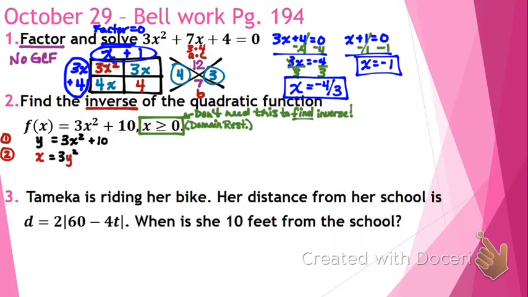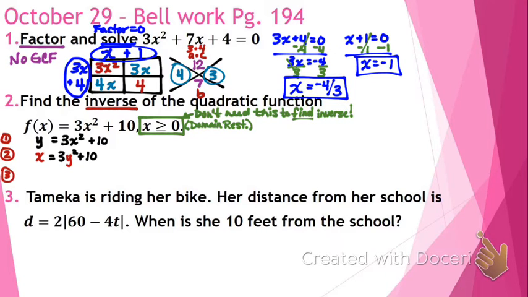3y squared plus 10. Beautiful. Once we've switched those 2, this is an inverse. It's not written properly. To be written properly, we need the y by itself, but this is an inverse. Just doing this much on the test is worth points, because that's a super important concept when we're talking about inverses. Now I want to work on getting that y all by itself.